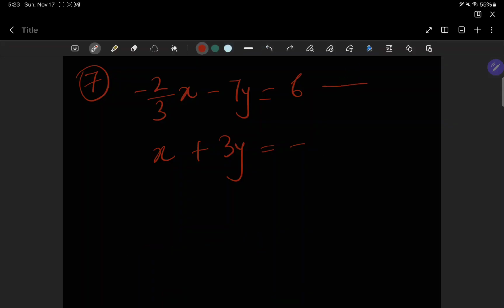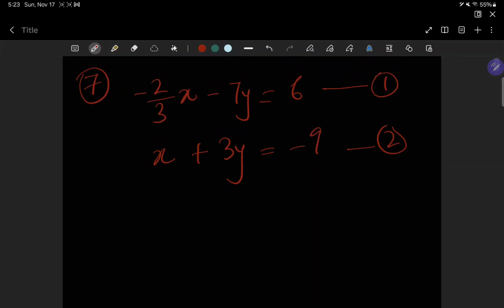All right, let's number the equations. Equation number 1. Wait, what was the equation over here? Minus 9. This is equation number 2. The first step is you want to match the coefficients, the number, not the sign. So look at x. We've got negative 2 by 3 for equation 1, and here, as there's no number, it's a 1. So we want those to match. So what we can do is, again, not the sign, just the number, 2 by 3, right?